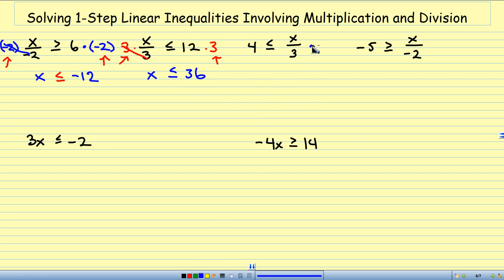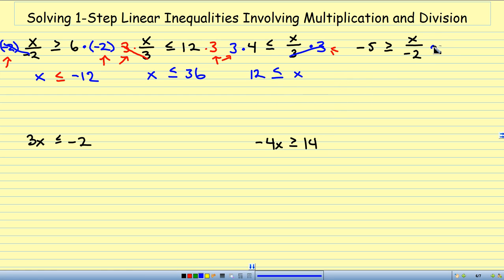For this one, times 3 times 3. 3 times 4, that gives me 12. And that cancels out. Both of these, again, they're positive. So I'm not going to switch the direction of my inequality. So 12 is less than or equal to x.